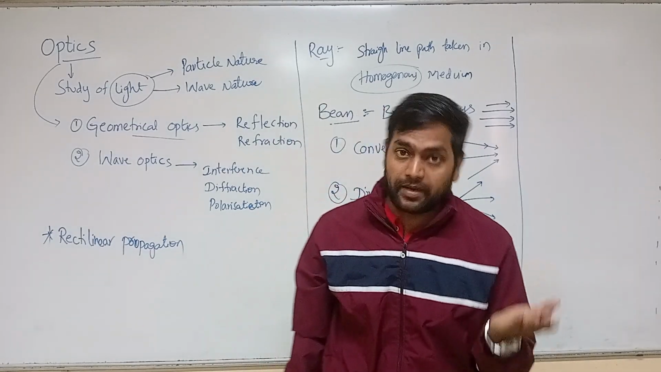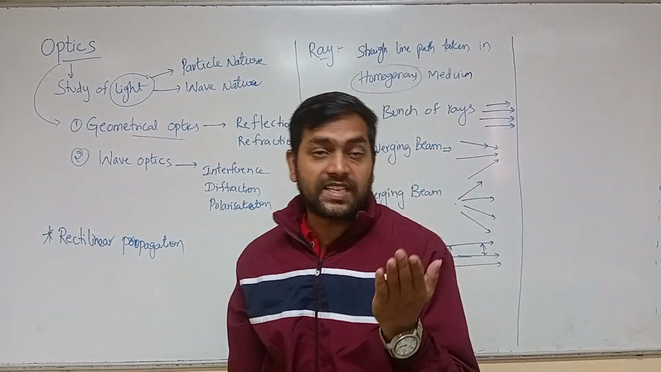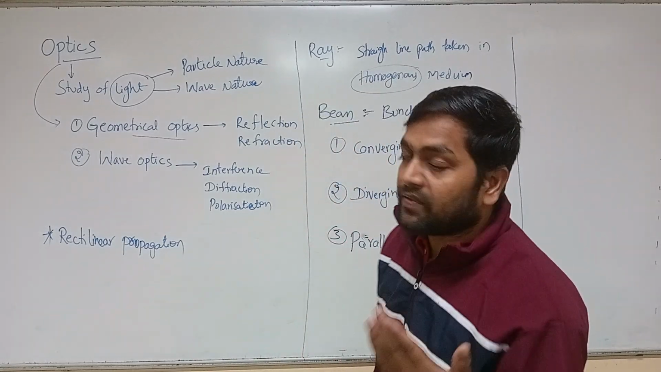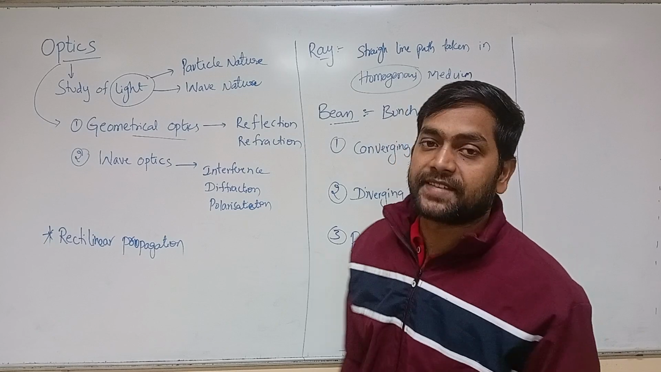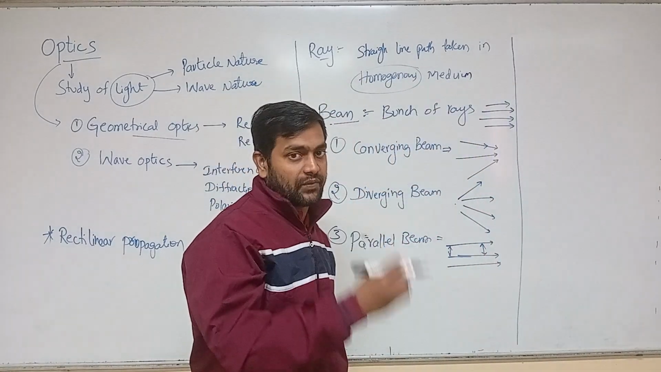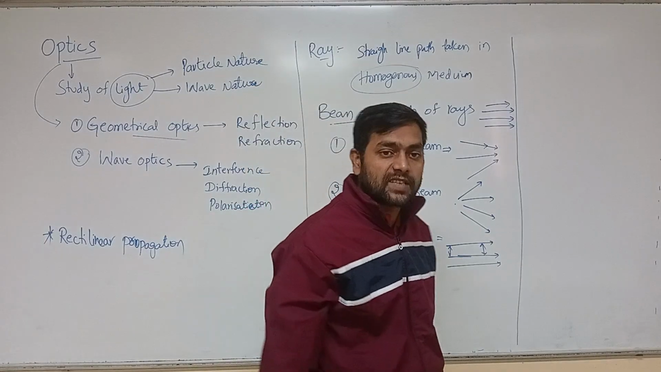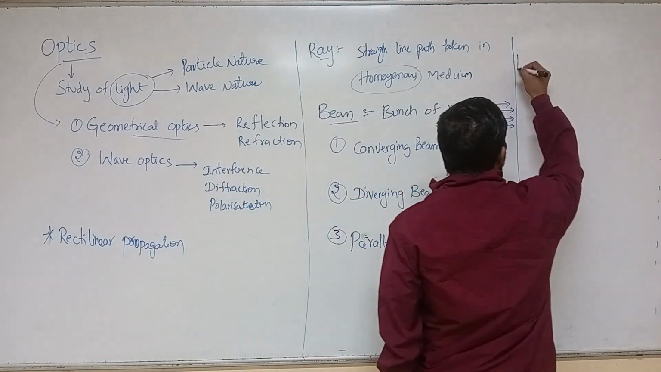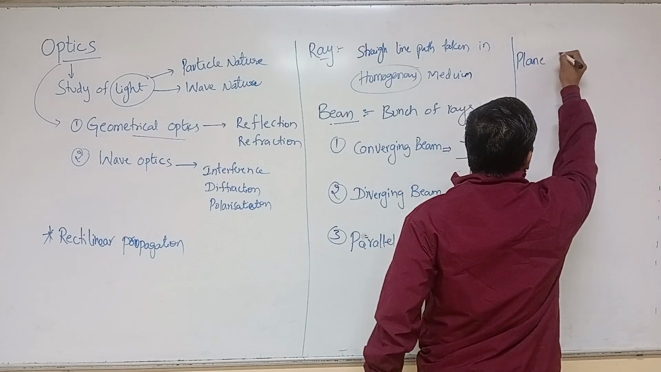So let us take a mirror, right? Can we see the image on the mirror? Yes, of course we can see. Why? Because it is a plane surface, right? So in plane surfaces, what happens? Let us take a plane surface.